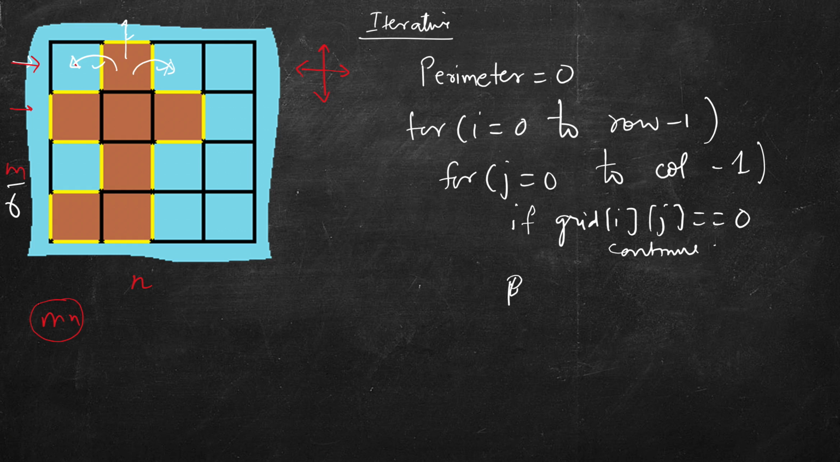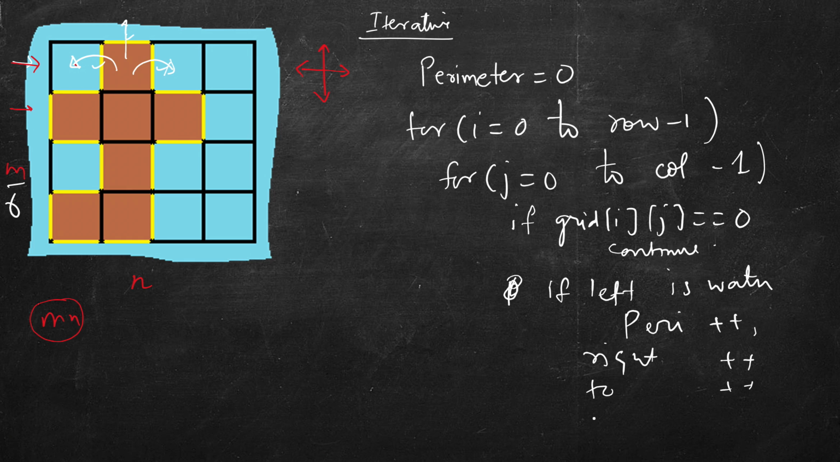Accordingly, if left is water, perimeter plus plus. Similarly, if right is water, then again plus plus. Top is water, again plus plus. Bottom is water, again plus plus. So here we added 3. Let's run through it. Perimeter was 0. So what we did, we added 3 when we encountered this land.